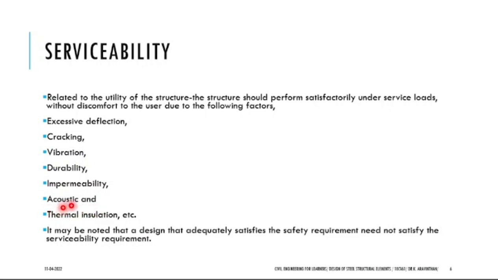In those areas, you will be taking care of the acoustics, thermal insulation. So these criteria will come under serviceability. What are they? Deflection, cracking, vibration, acoustic, impermeability, then thermal insulation. This much of the concept you will be taking. When designing, it is not only about giving the dimensions and the material. You should check for all the criteria.